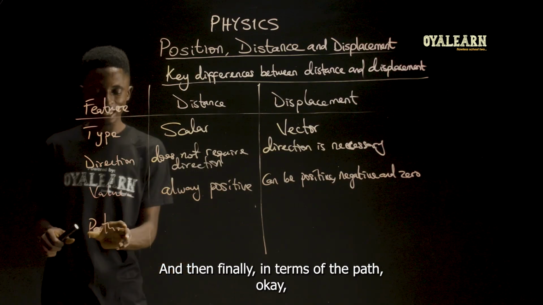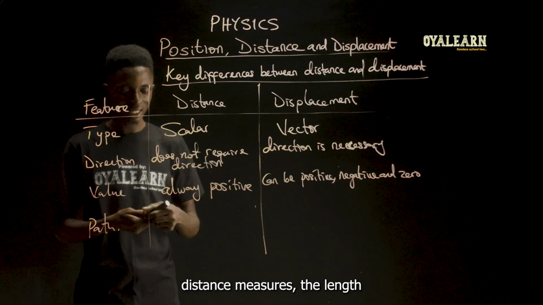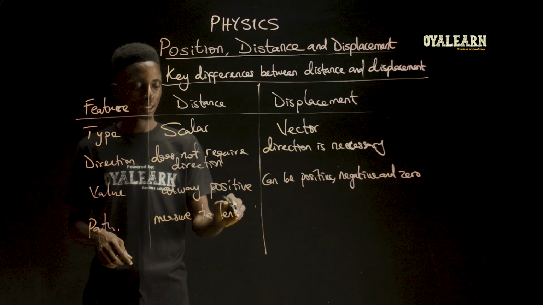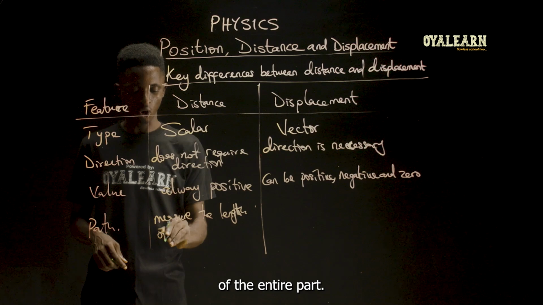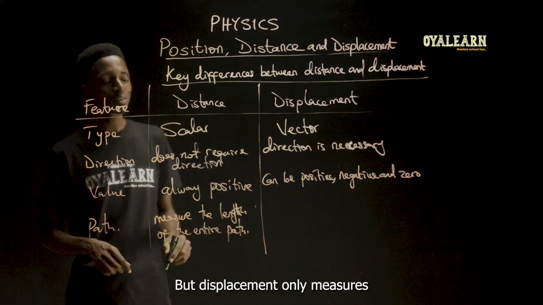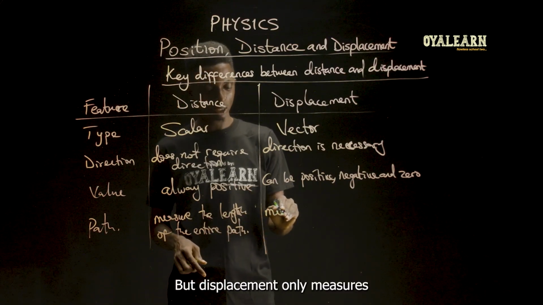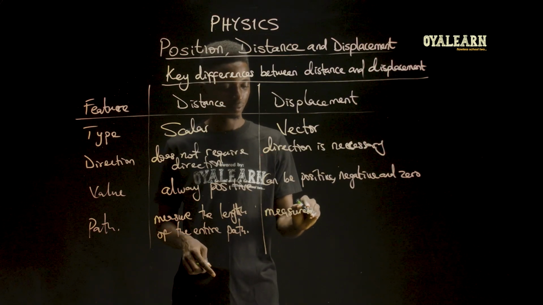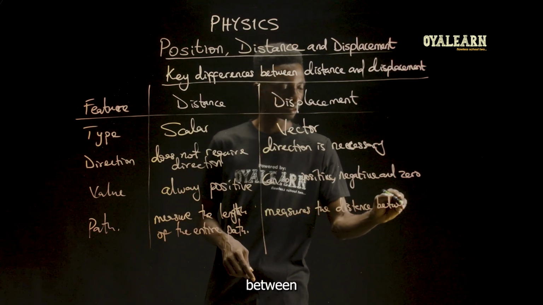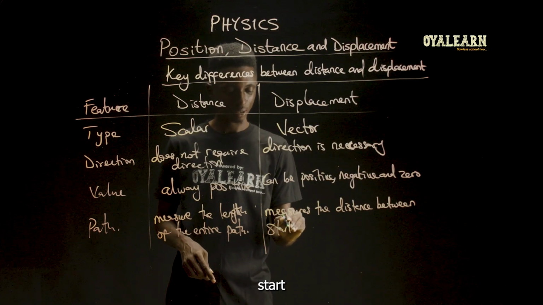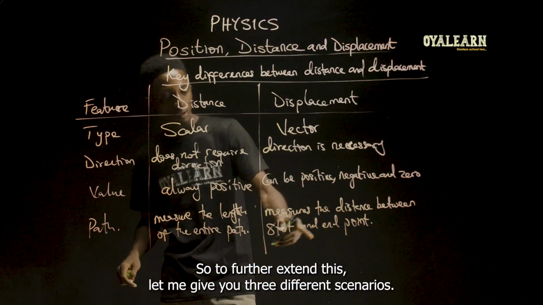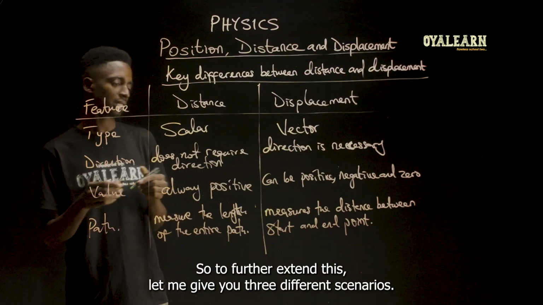And then finally, in terms of the path, okay, distance measures the length of the entire path. Okay, but displacement only measures the distance between start and end point. Okay, so to further explain this, let me give you 3 different scenarios.